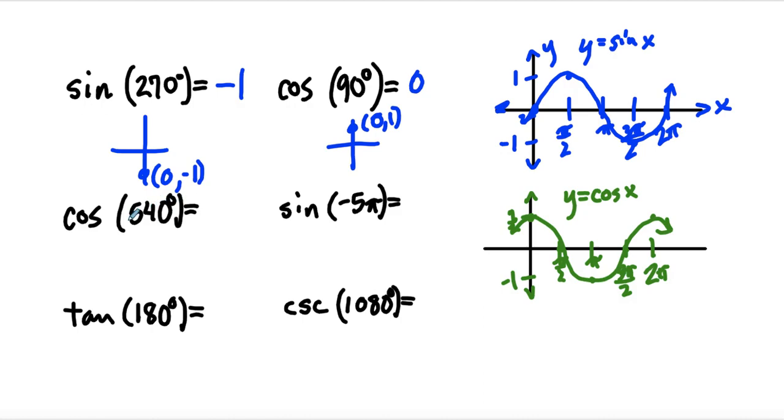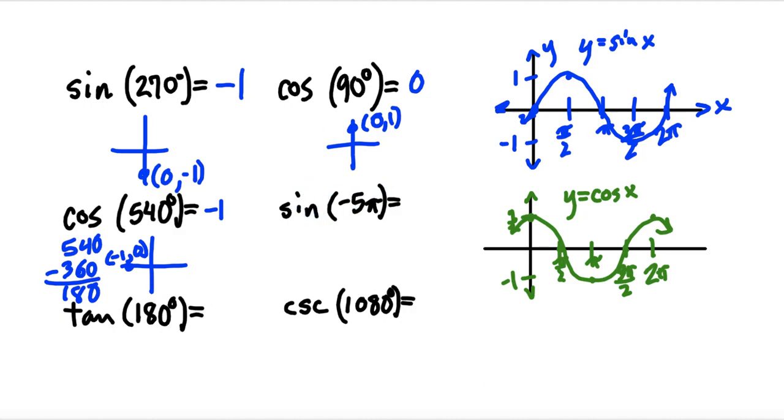If we have 540, we just need the coterminal angle. So 540 minus 360 is going to give us 180. So this is the same as cosine of 180. I can look at my graph and see it's negative 1, or I can look on the unit circle and see that it's the coordinate point negative 1, comma 0, and cosine corresponds to the x value.